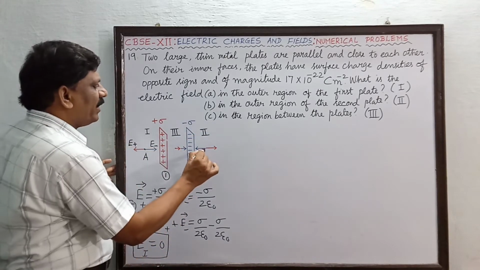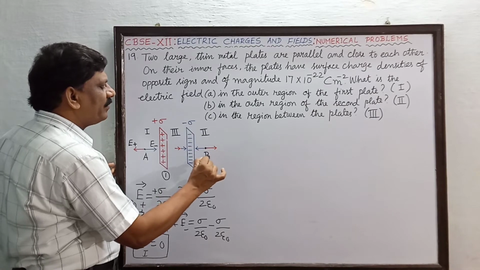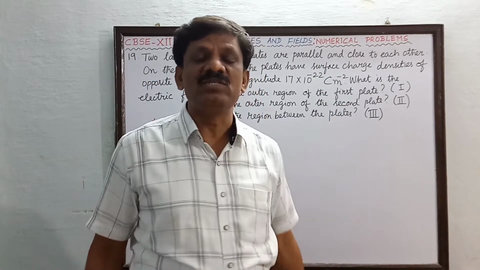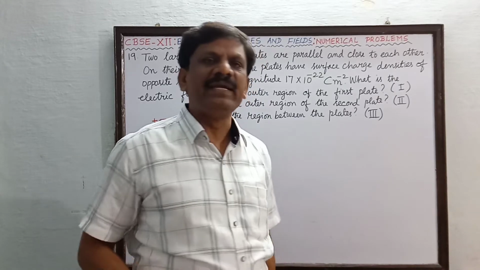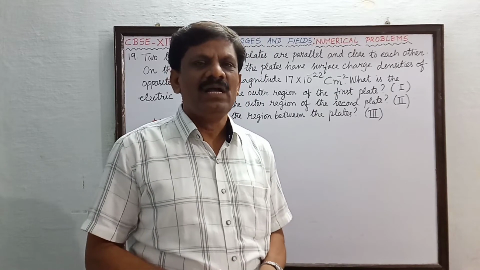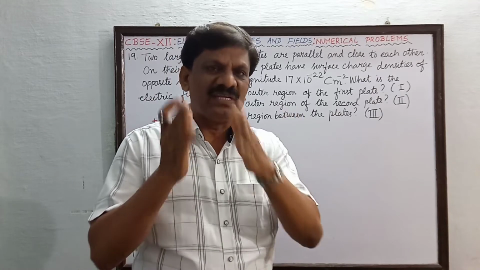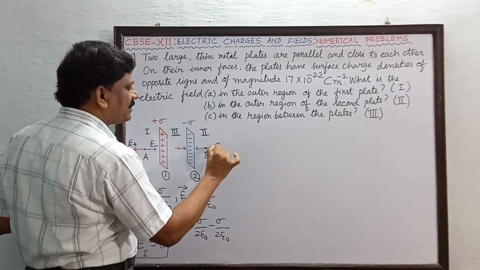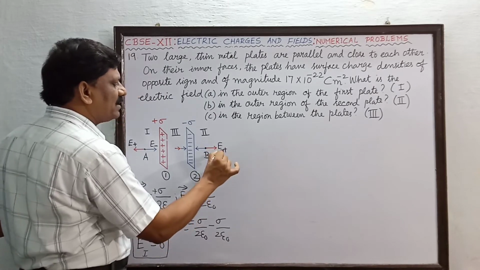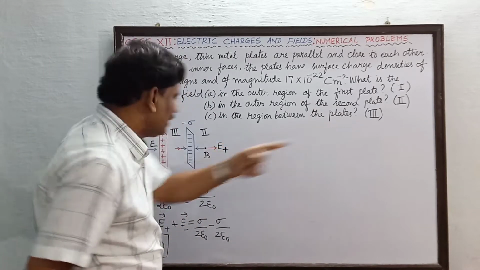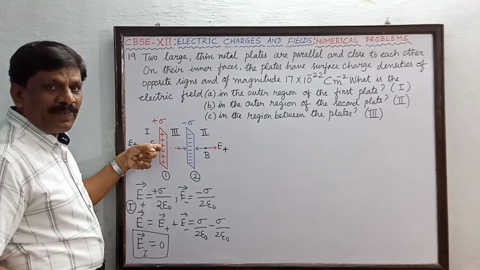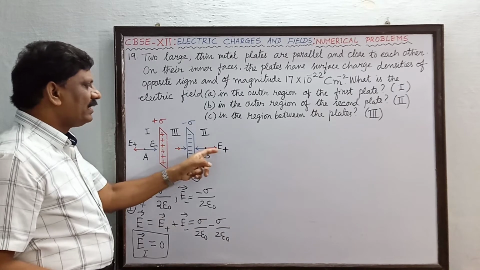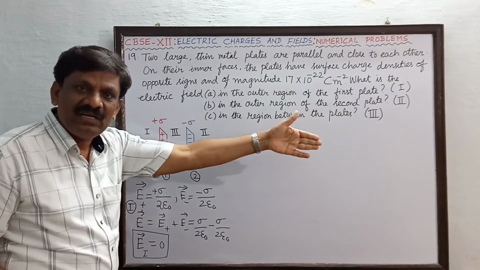So I call this point as B. So at this point also there will be 2 electric fields, one due to the positive plate and the other one is due to the negative plate. Always the electric field due to the positive charge will be radiated outwards. So the direction of E plus must be towards the right side, outwards, that is outward from this plate. So B is on the right side of the plate 1.